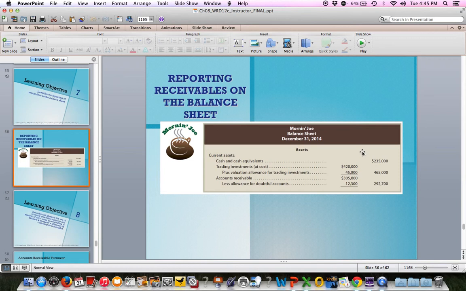Basically, we haven't really talked much about trading investments, but we have a valuation allowance for those. We add to that. That gives me then 465, and then I have accounts receivable minus the allowance account. Okay, so my net realizable value for my accounts receivable is 292,700, which is 305 minus 12.3.